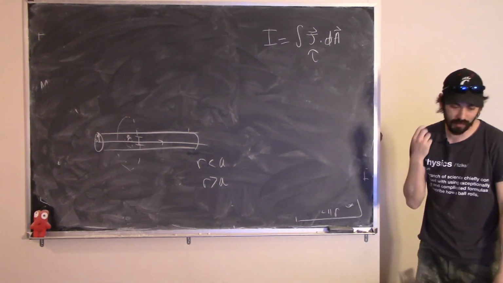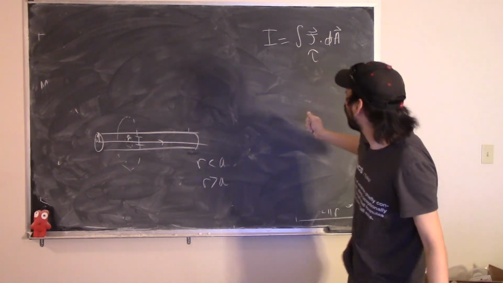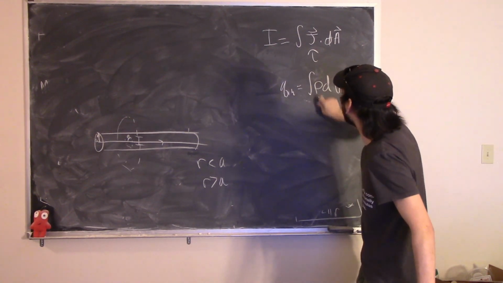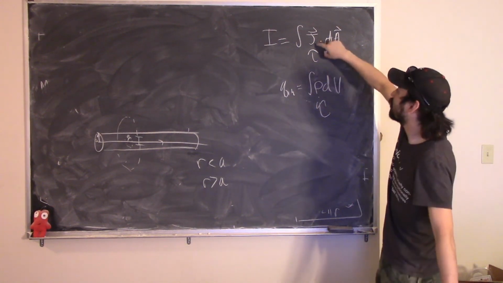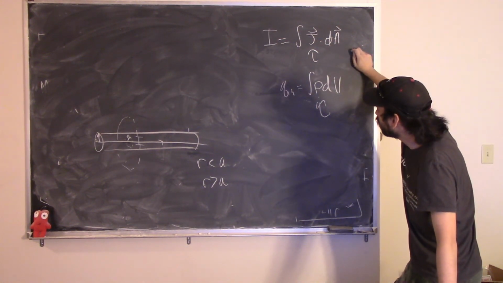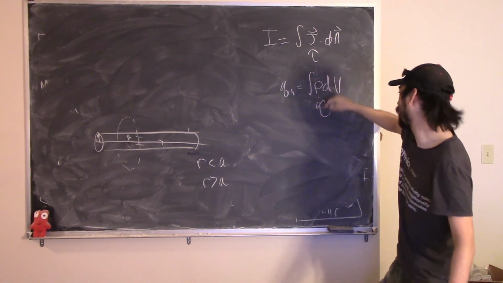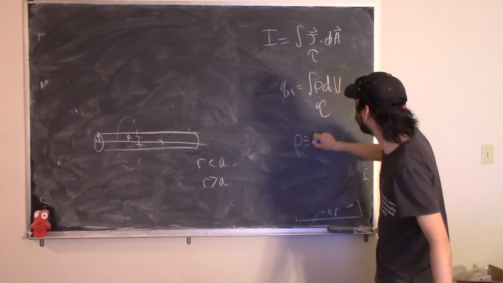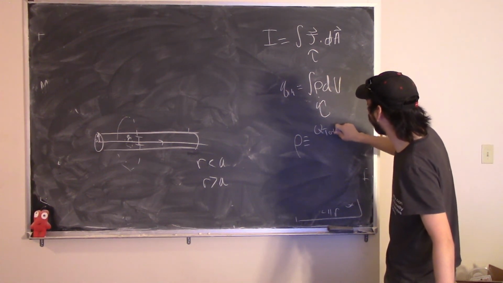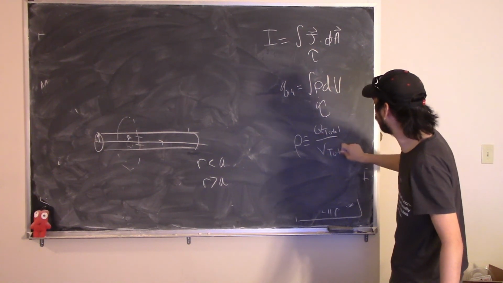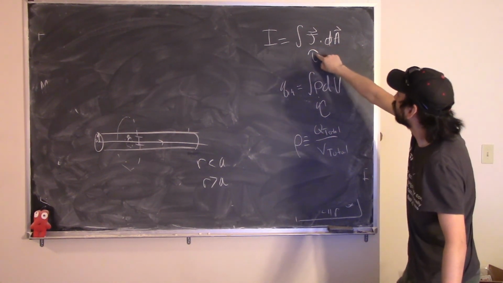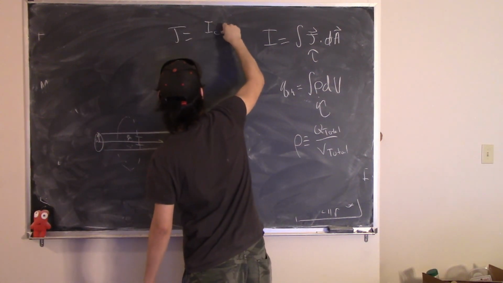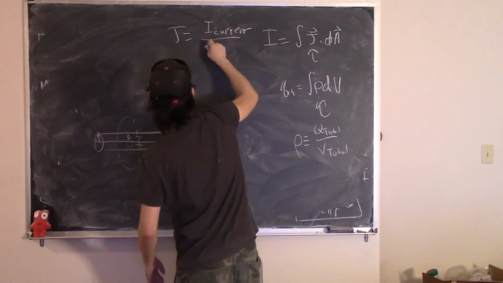This is kind of like when we were doing insulators, and we wanted to say that Q enclosed is equal to the integral of rho dV. We needed to find what rho was. Here we need to find what J is. To find J, go back to the charge density: we said that rho was equal to the total charge divided by the total volume. Same idea here. J is just going to be equal to the total current divided by the total area.